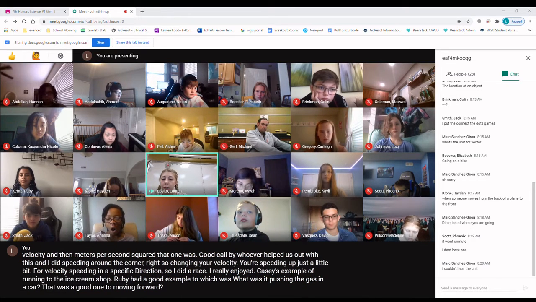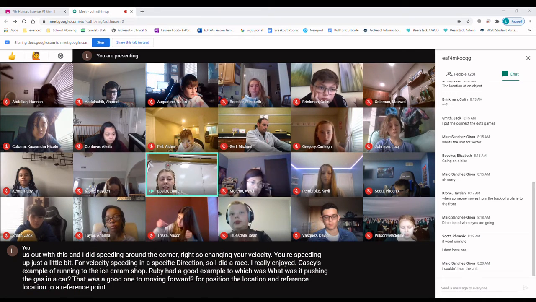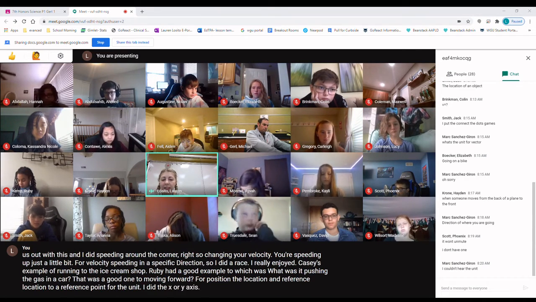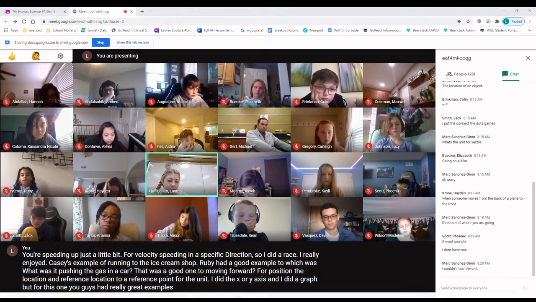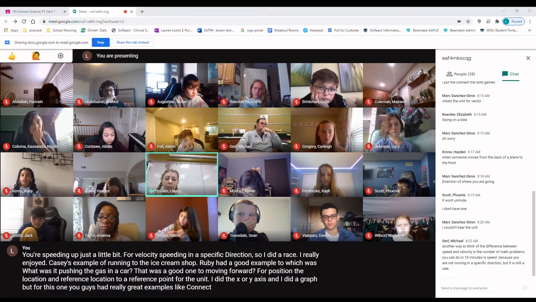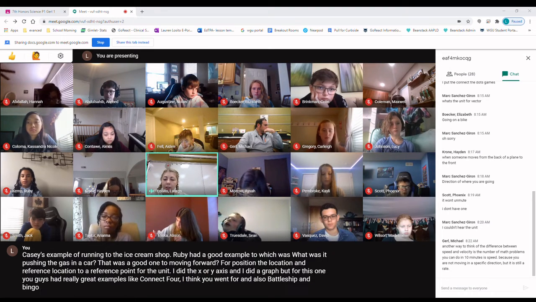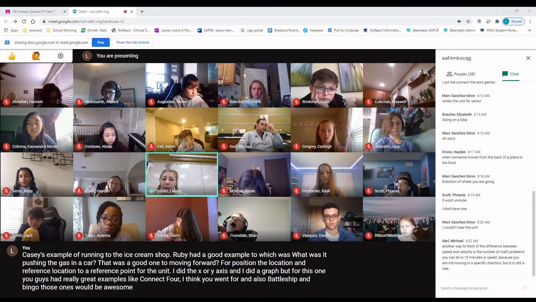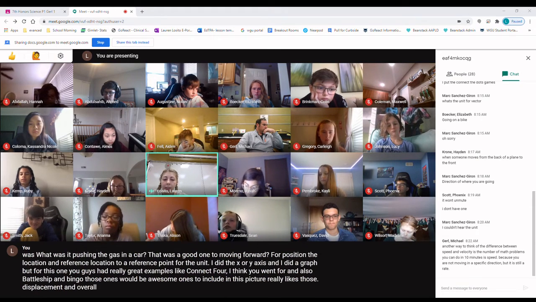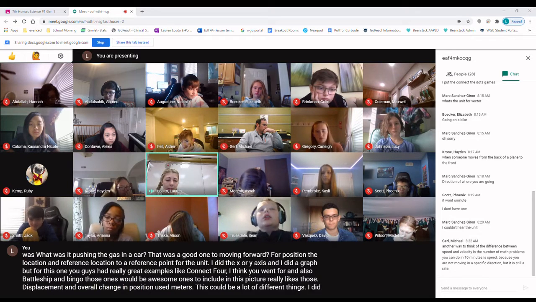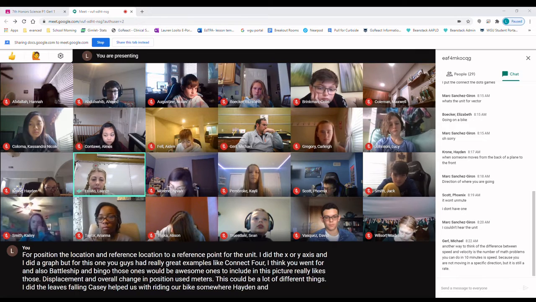For position, the location in reference to a reference point. For the unit, I did the X or Y axis, and I did a graph. But for this one, you guys had really great examples, like Connect 4, and also Battleship and Bingo. Those would be awesome ones to include in this picture. Really liked those. Displacement is the overall change in position. We used meters. This could be a lot of different things. I did the leaves falling. Casey helped us with riding our bike somewhere. Hayden and Colin with moving to the back of a plane.